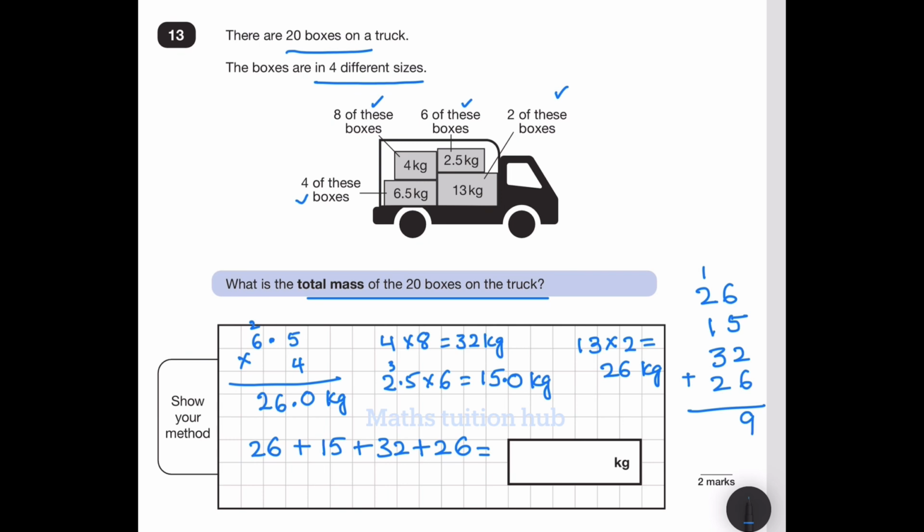And now add 1, 3, 4, 7, 8, 9, 99 kgs together.